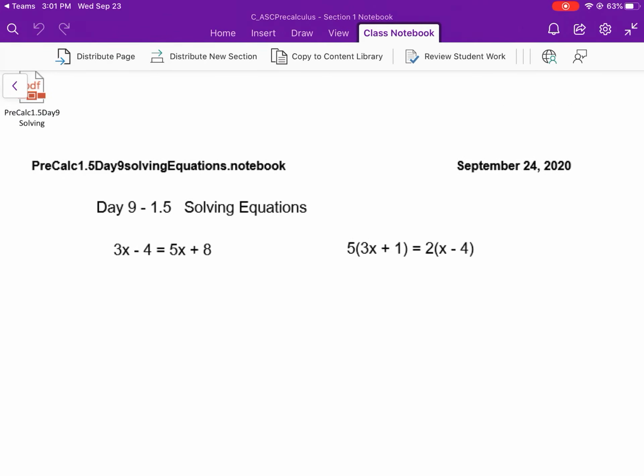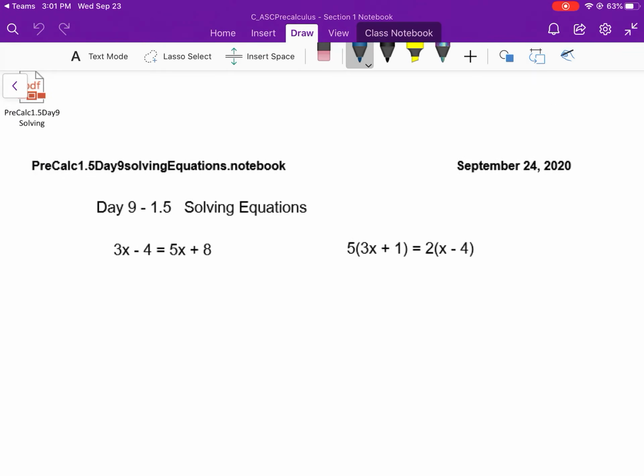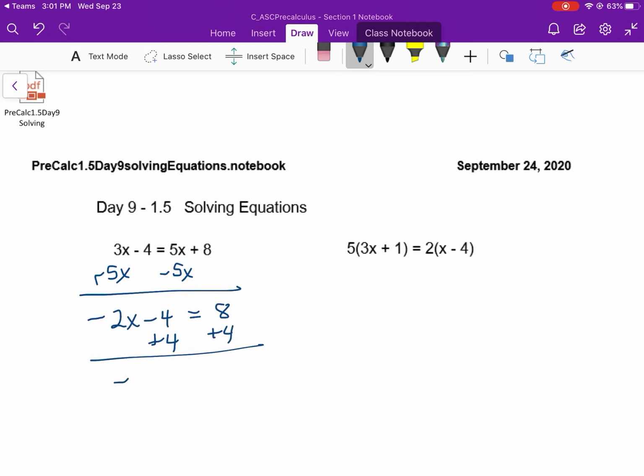So we're solving equations, and you want to get the x's on one side and then the numbers on the other side. So if you want to always put the x on the left, that's fine. It really doesn't make any difference. I'm going to subtract 5x from both sides. So I get negative 2x minus 4 equals 8. And then I would add 4 to both sides. So negative 2x equals 12. Divide by negative 2. x equals negative 6.